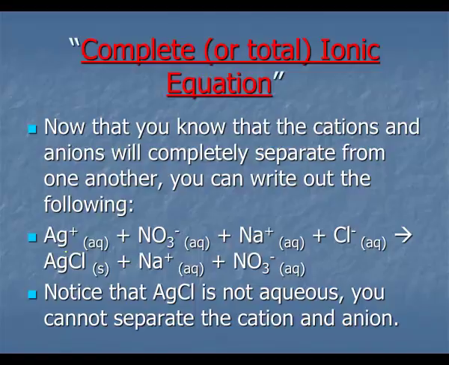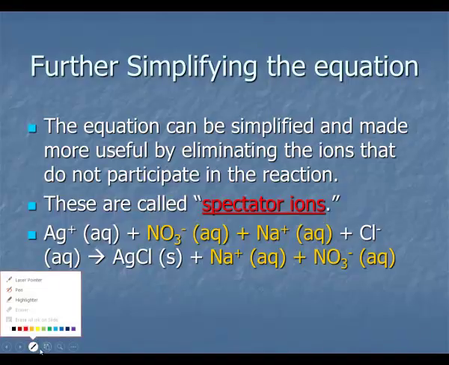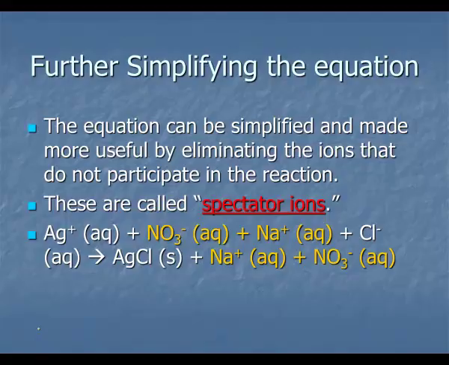All right, what you're looking at right here is something called the total ionic equation. It shows every single ion and where it is and what's going on. But we can further simplify that equation. And the way that we do that is we have to identify these things called spectator ions. Pretend like you're a spectator at a sporting event. If you're a spectator at a sporting event, you are just there to watch, but you don't actually participate in the actual sporting event.